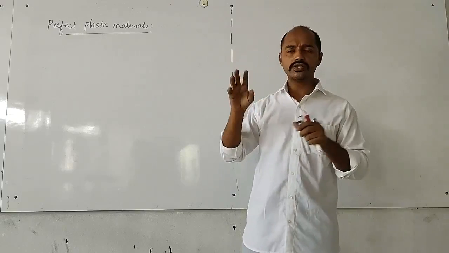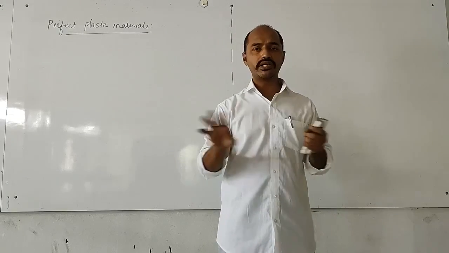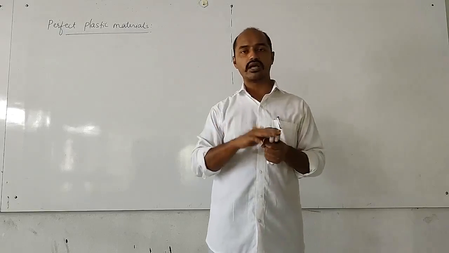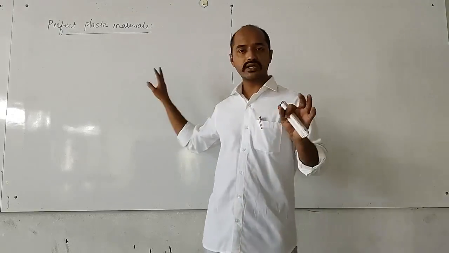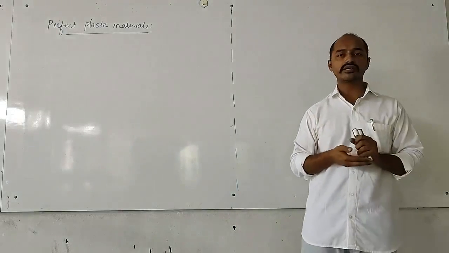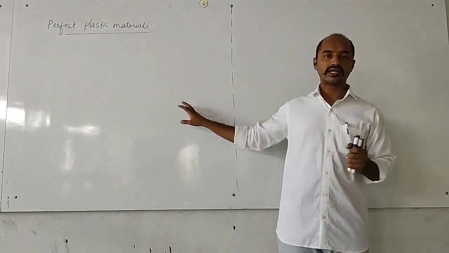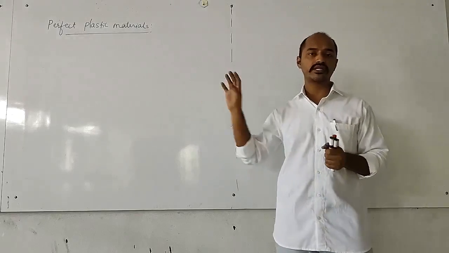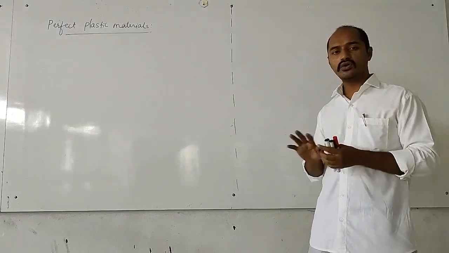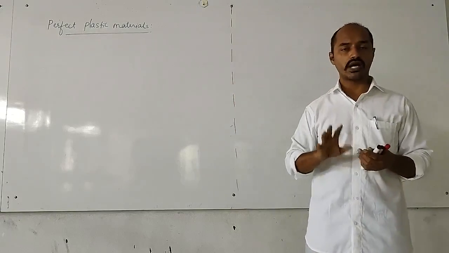Take any material in nature, it may be plastic, it may be elastic. No materials are perfect plastic or perfect elastic. Remember, no materials are perfect plastic or perfect elastic. For the sake of convenience or for the sake of study, we are taking some assumption like this material is a perfect plastic or this material is perfect elastic. But in nature, no such perfect plastic or perfect elastic materials are available.